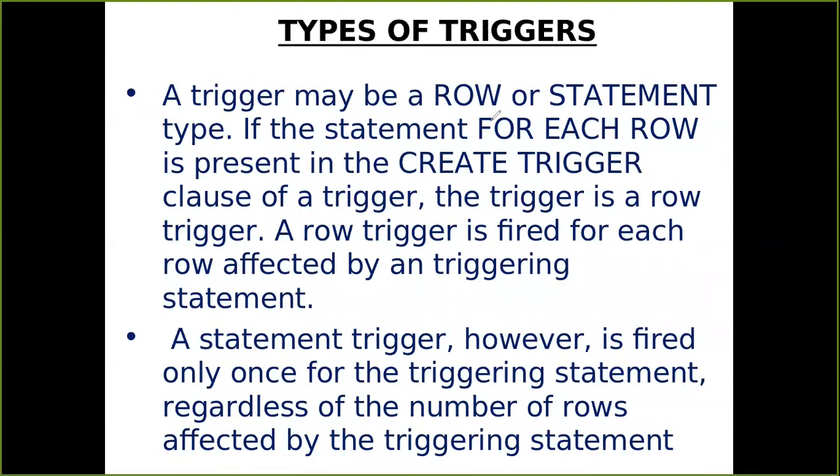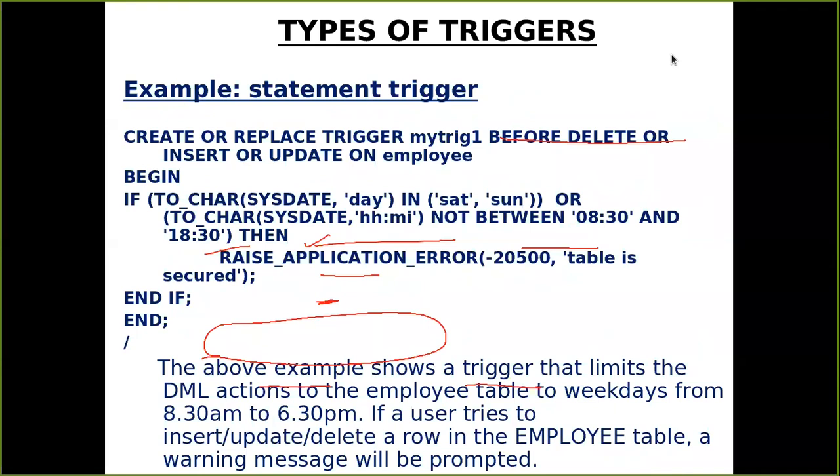A trigger may be of row or statement type. If the statement for each row is present in the create trigger clause, the trigger is a row trigger. A row trigger is fired for each row affected by the triggering statement. A statement trigger, however, is fired only once for the triggering statement. So these are the two kinds of triggers: your trigger can be a row trigger or a statement trigger. By default it is a statement trigger, but if you specify for each row, then it becomes a row trigger. That means for each affected row, the trigger will execute one time.